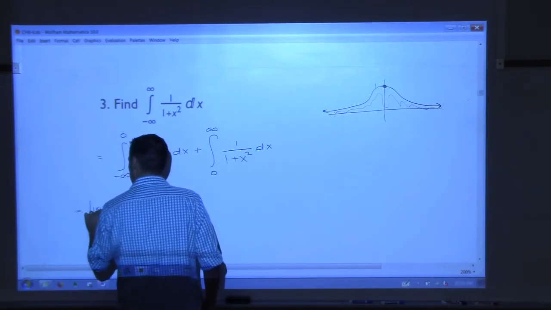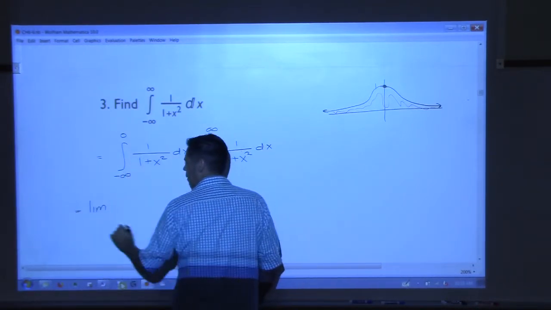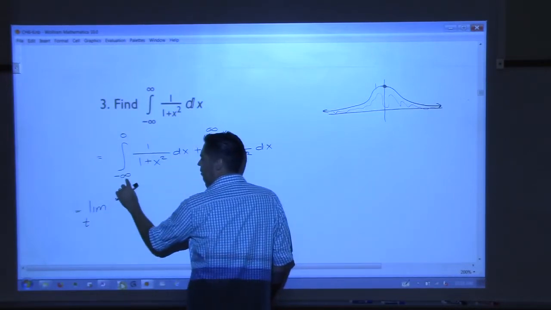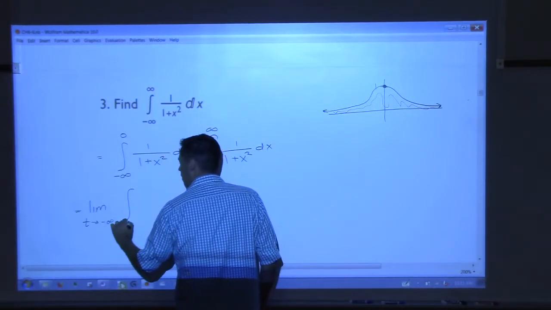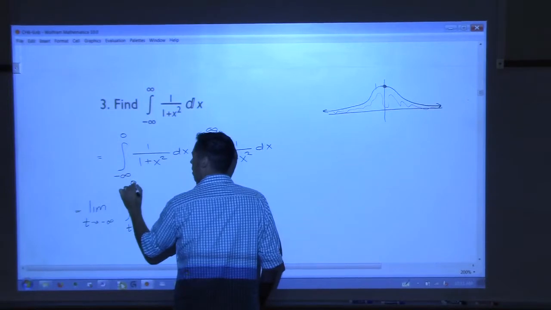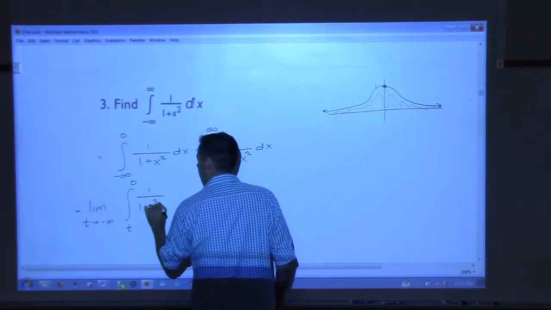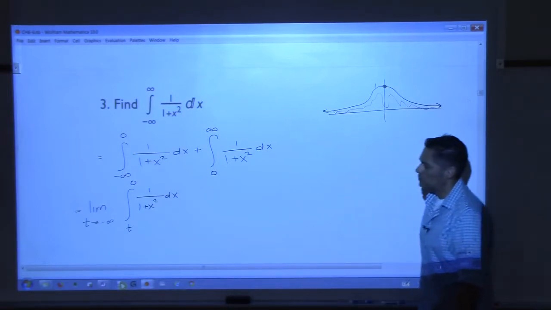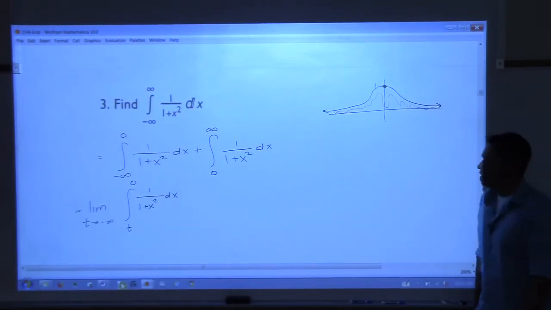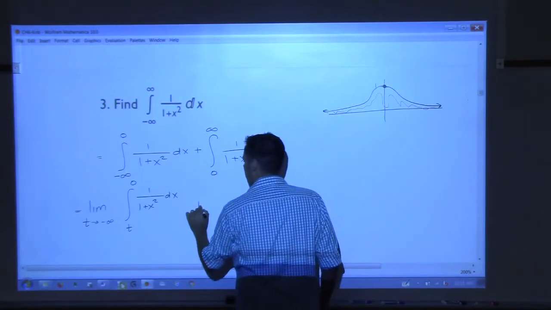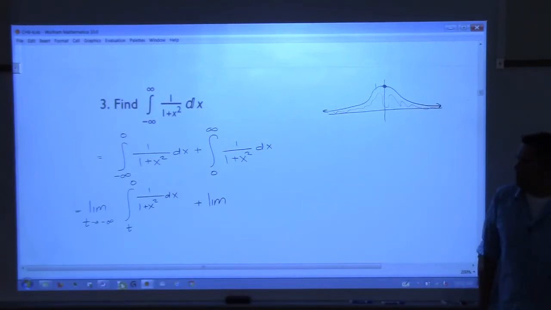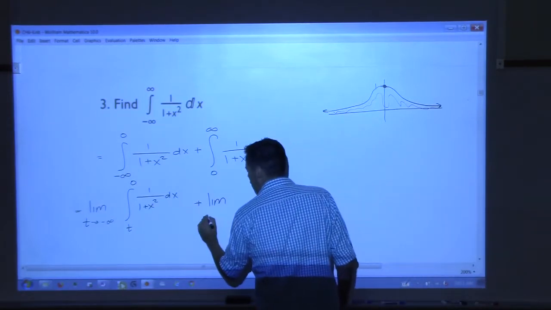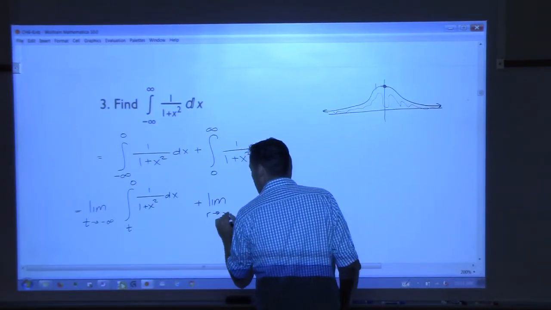Okay, so I go limit, t goes where? T goes to, I'm replacing this one, right? So negative infinity. And then integral t to 0 of 1 over 1 plus x squared dx. Then I'm going to add to that plus a new limit, right? Now I could use t again if I wanted to, but because I don't want to confuse the t's, I'm going to use a different letter. I'm going to use r, and I don't know why, because my name's Robert, so I'll use r, whatever. I don't have a good reason for it.